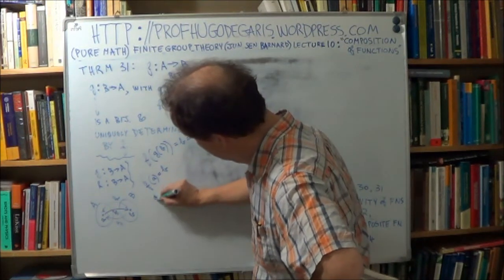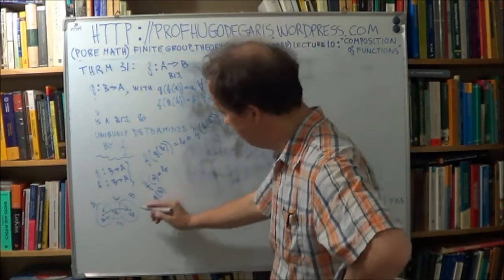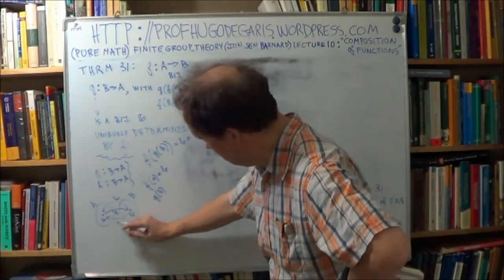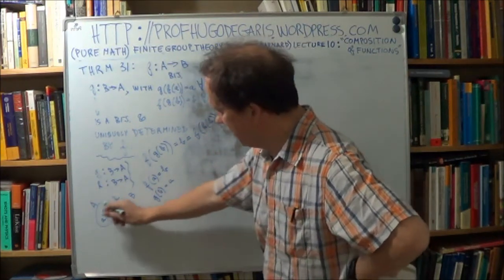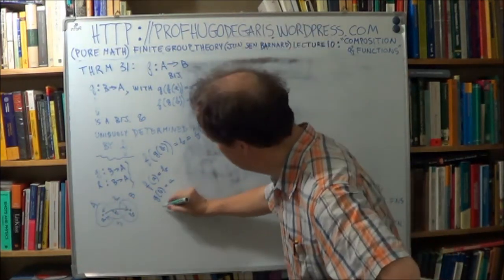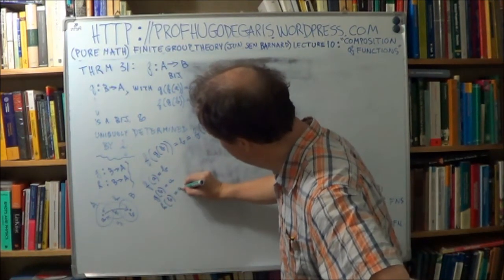And g of b, that's the inverse, takes you back, right? So if you apply g to b, you get back to a. But we're assuming there's another inverse, h. So h will also take b back to a, right?